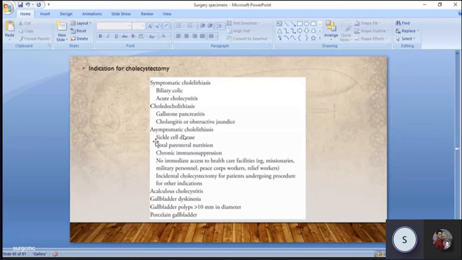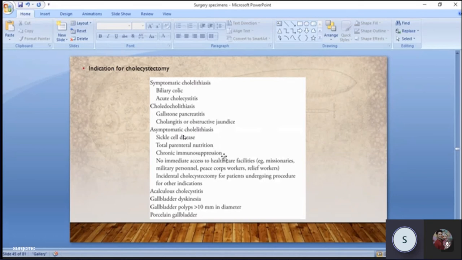So we can do cholecystectomy in sickle cell disease. Like I already told you, in hemolytic diseases the patient will develop pigment stones, and due to the stones there will be cholecystitis. So in sickle cell disease, we remove the gallbladder to avoid cholecystitis. Then while giving total parenteral nutrition, cholelithiasis can develop, and the patient may have a cholecystitis attack. There will be a higher chance of biliary sludge and a higher chance of cholecystitis.